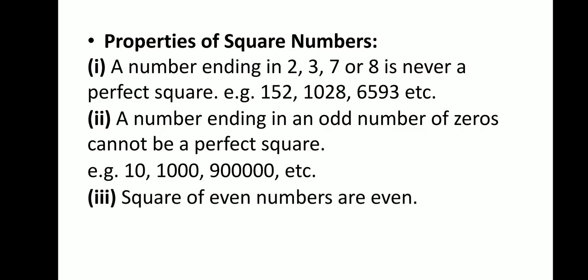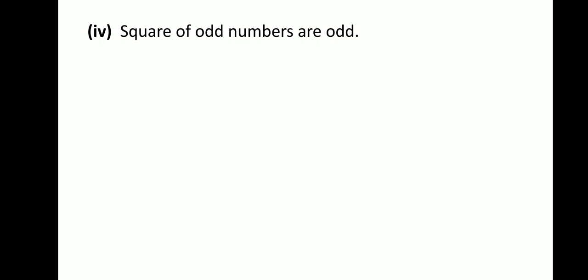Squares of even numbers are even. It means if you are squaring even numbers, the answer will also be an even number. For example, 2 square is equal to 4, 4 square is equal to 16. Squares of odd numbers are odd. It means if you are squaring odd numbers, the result will again be an odd number. For example, 5 square is equal to 25, 9 square is equal to 81. Likewise, other examples can also be taken.